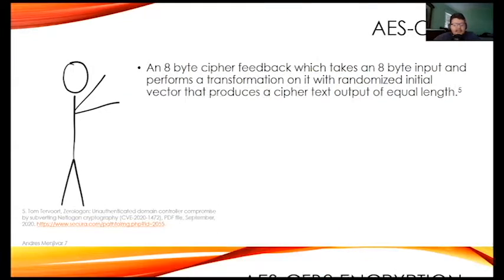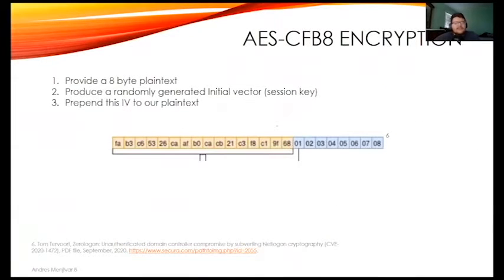Now, the issue with this authentication system is the misusage of this encryption process. So let's go over how it works. The first thing we do is provide an 8-byte plaintext input. Afterwards, the system will randomly generate an initial vector, which will be used as a session key. And then once we do that, we'll prepend this initial vector to our plaintext.